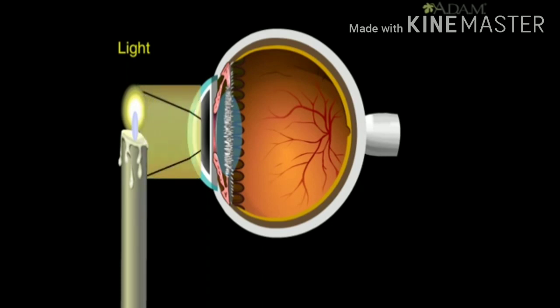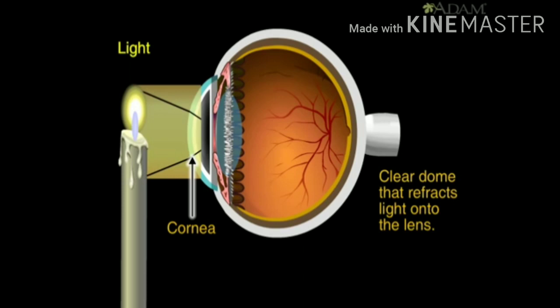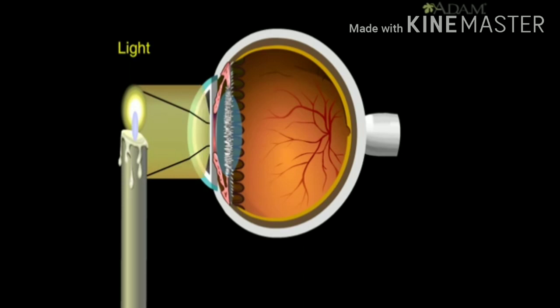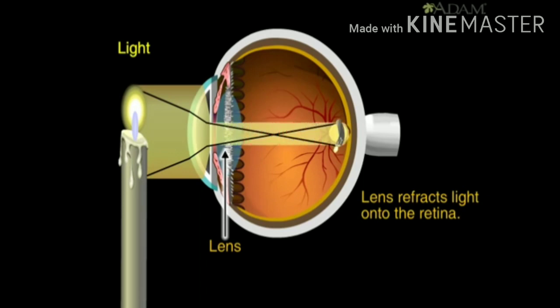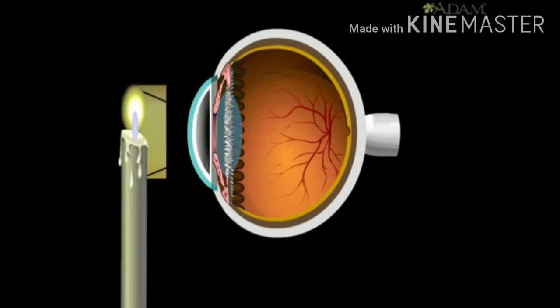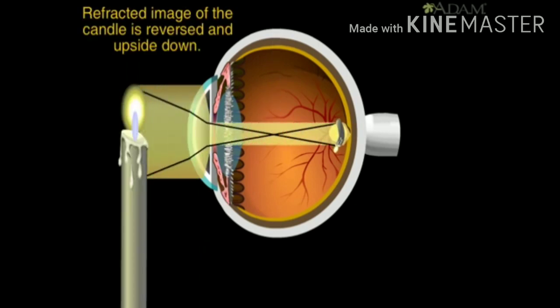First, the candlelight passes through the cornea. As it does, it's bent or refracted onto the lens. As the light passes through the lens, it's bent a second time. Finally, it arrives at the retina, where an image is formed. This double bending, though, has reversed the image and turned it upside down.